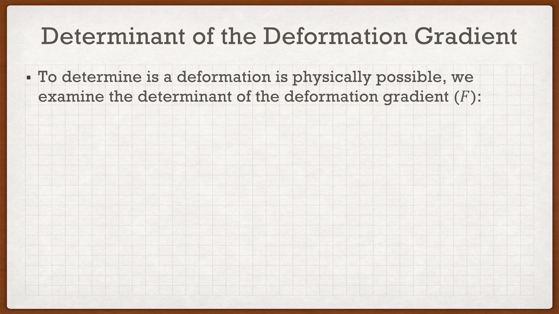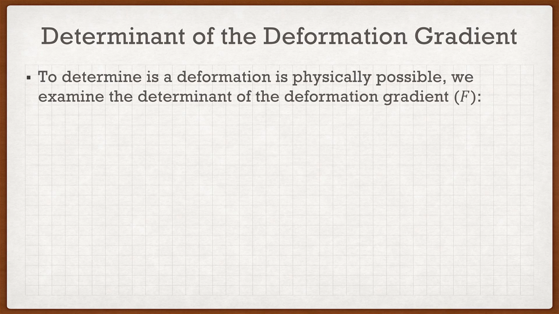So the goal of this question is very simple. We have to determine if these are physically possible. We have to determine alpha to make sure that the deformation is physically possible. So we have to ask ourselves, how do we know if deformation is physically possible? Well, we look at the determinant of the deformation gradient. And wow, that's a mouthful to say.